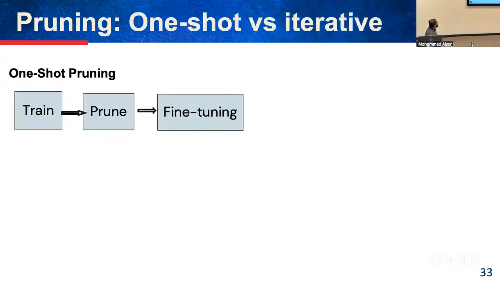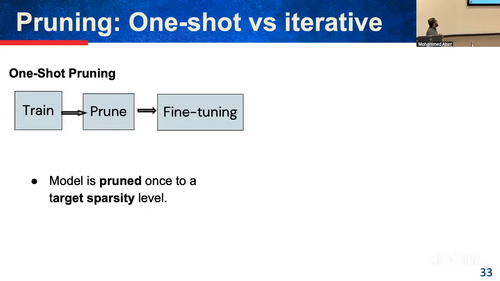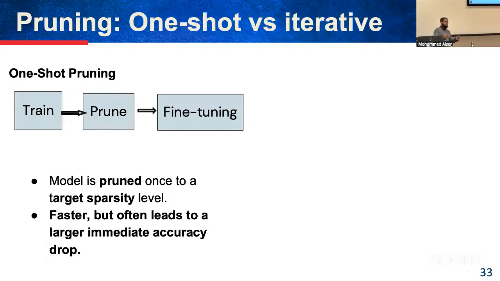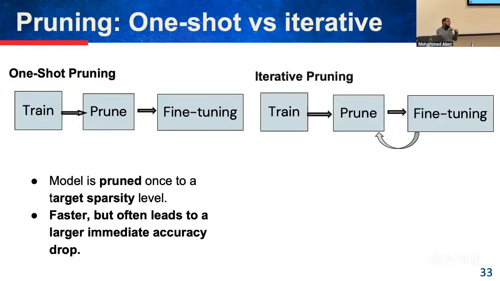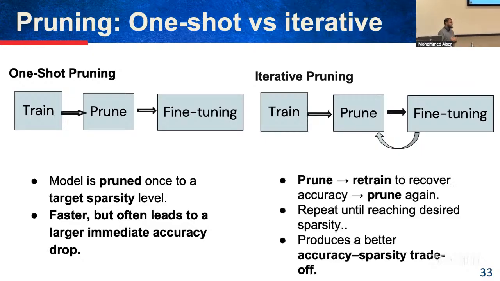Okay, thank you. So another idea is one-shot versus iterative. One-shot means that you just train, prune, and fine-tune. So that's enough. You are doing one-time pruning. This is a little bit aggressive, so sometimes it may affect the accuracy much more than iterative. The iterative technique is that you train, you prune a little bit, then you fine-tune again, then you come back and prune again. So this is iterative. You are doing small steps every time. So that's maybe more stable, maybe better.